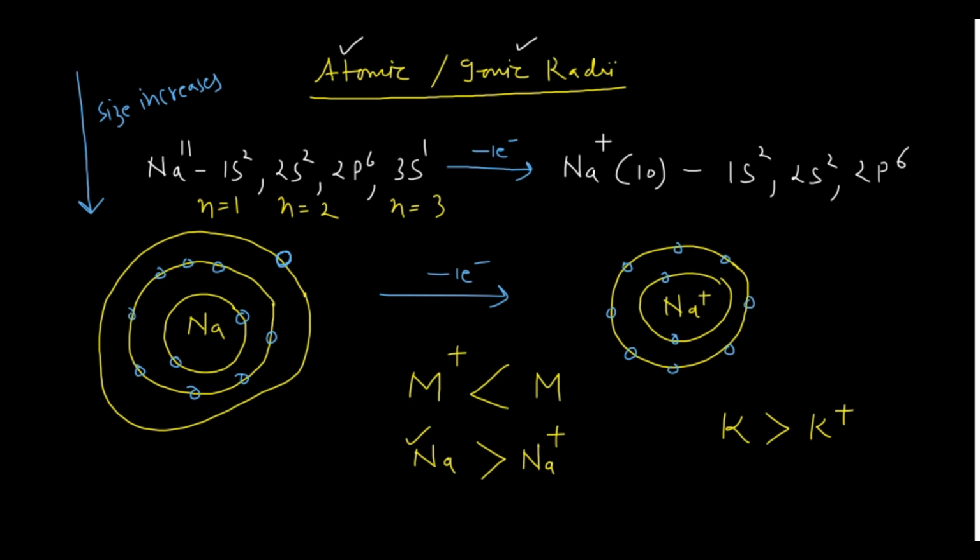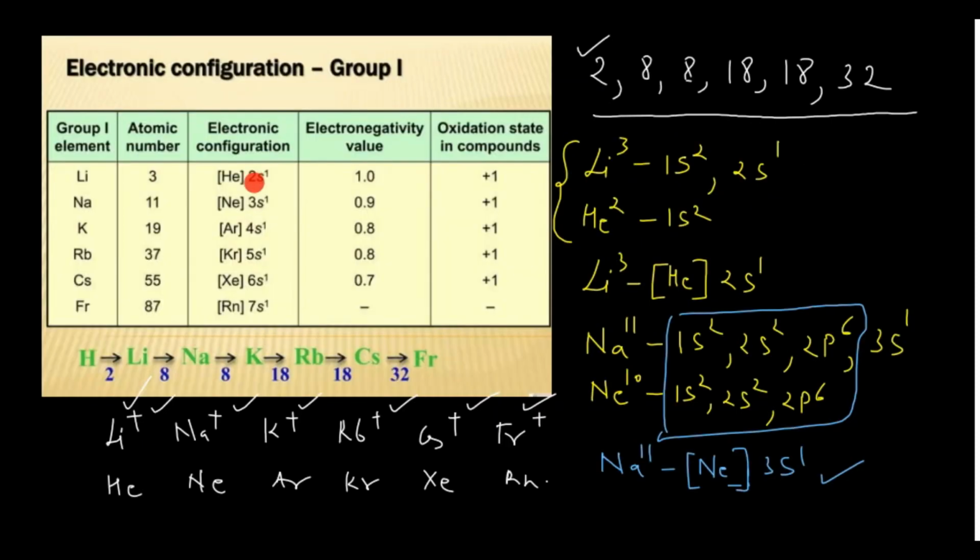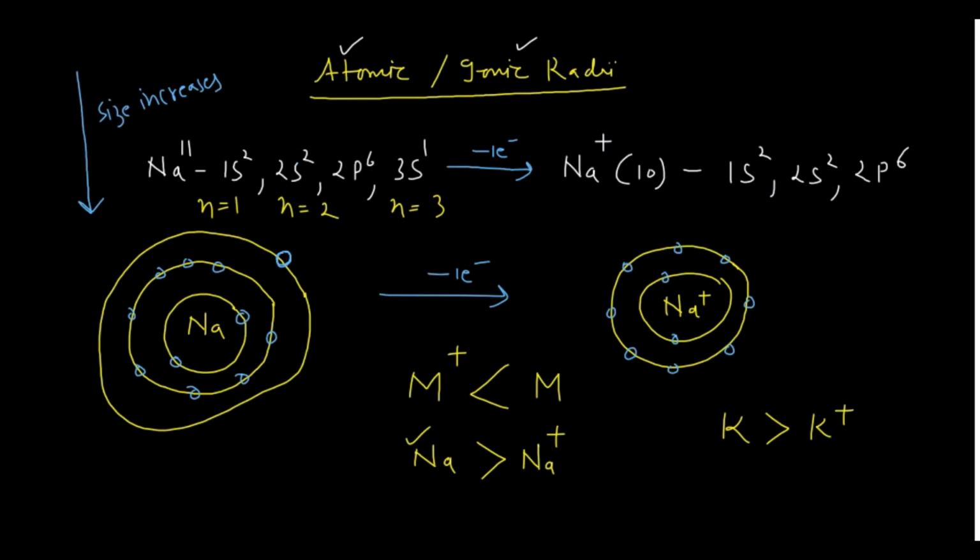And why is it so? You can go back to the answer. Here you can see the principal quantum number increases. Here the principal quantum number is 2, here it is 3. If you keep going down, the principal quantum number increases. That means the shells increase, so you have one more layer. If you go to potassium, again one more layer, so the size increases. So when you go down the group, whether it is atomic or ionic radii, it is always increasing.